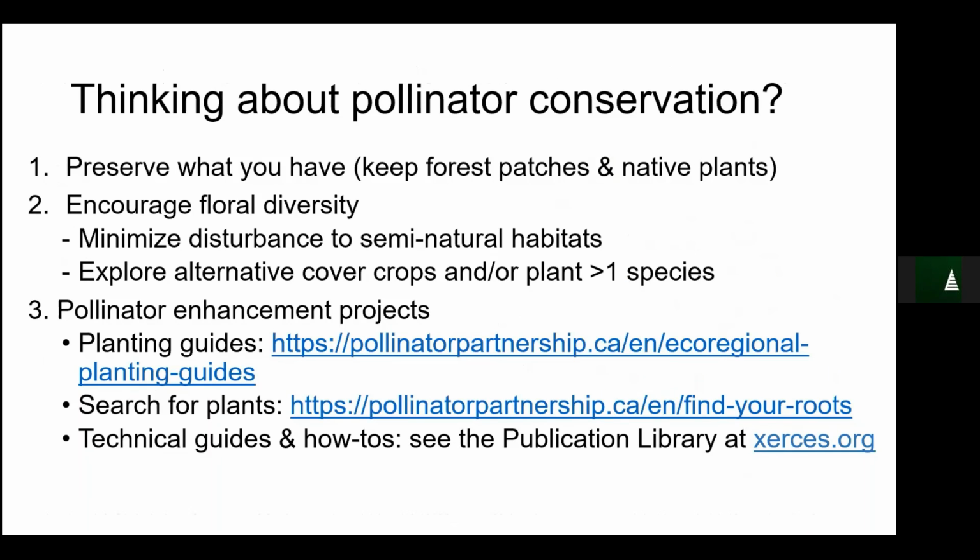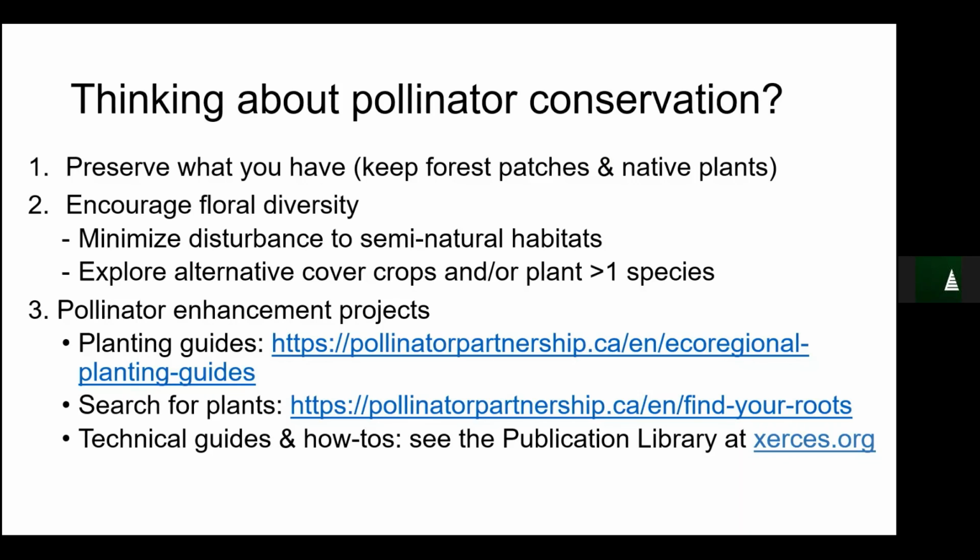So if you are thinking about pollinator conservation, what's critical here is just to start by preserving what you have. Keep your forest patches, keep your native plants. Encourage floral diversity however you can. So minimizing disturbance to semi-natural habitats is one way to do it. Like, don't just mow it all down, right? The other thing is to perhaps explore some alternative cover crops and or plant some species mixes. So one of my landowners was trying out an oat pea combo, and that seemed to work out pretty well.